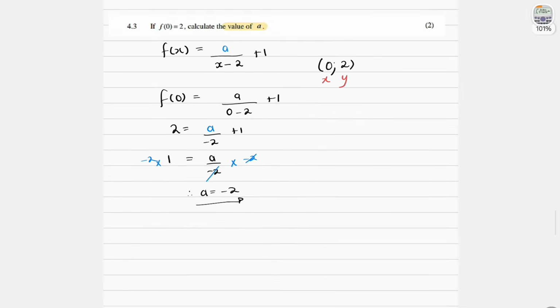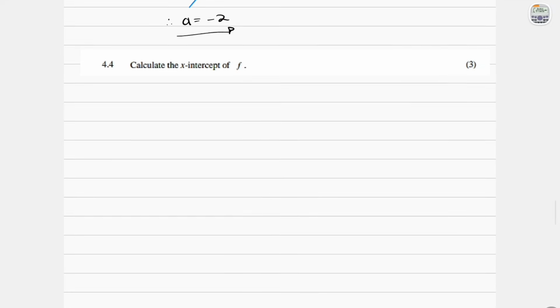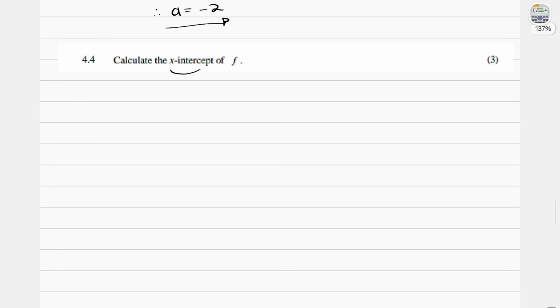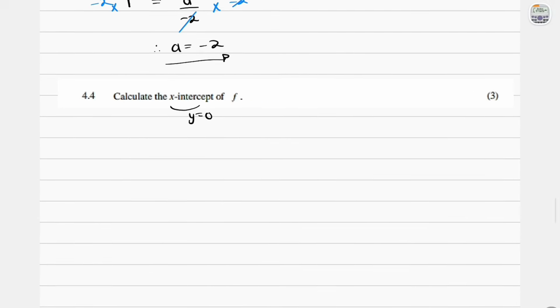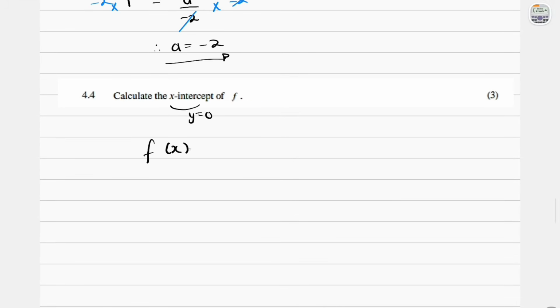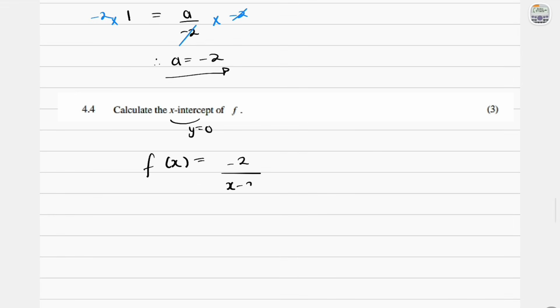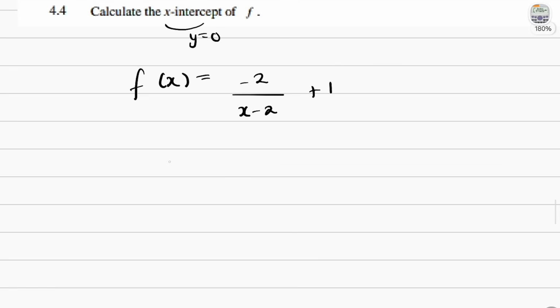Okay, moving on to the next question. Question 4.4 says, calculate the x-intercept of f. So x-intercept, we find that by making y equal to 0. Okay, so our equation is now complete. We know now that f of x is equal to a, which is negative 2, over x minus 2 and then plus 1. So make y equal to 0.